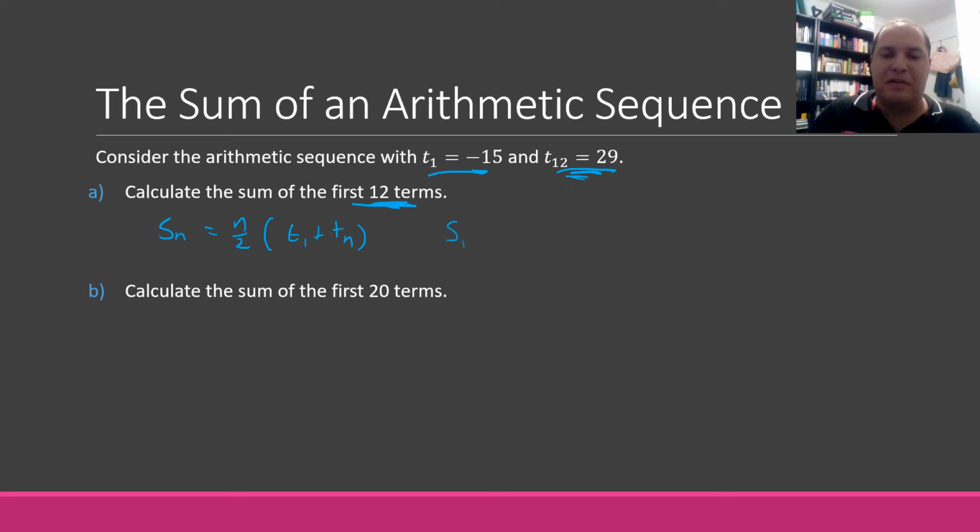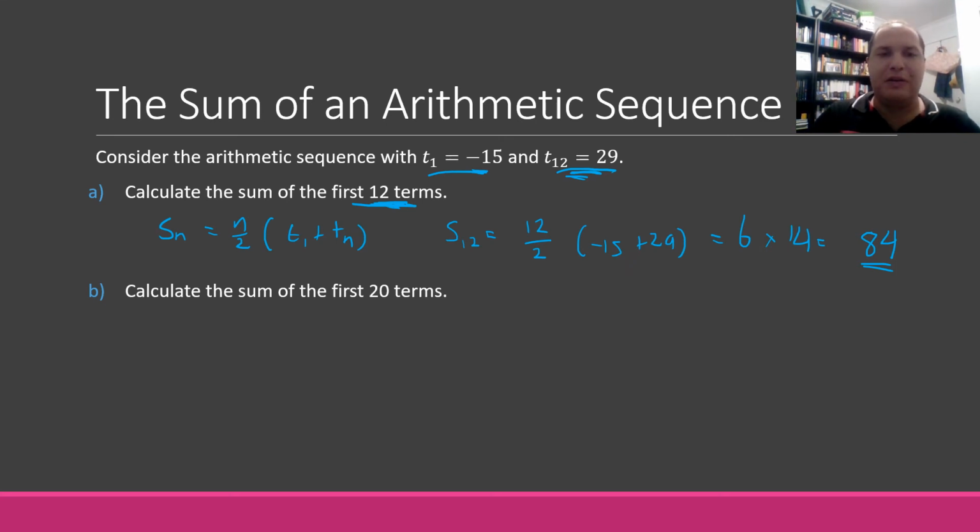So the sum of the first 12 terms will be 12 over 2 times negative 15 plus 29. That's 6, 12 over 2 is 6, times 14, which is negative 15 plus 29. 6 times 14 is 84. So the sum of the first 12 terms of this sequence is 84. Pretty straightforward one to start off.